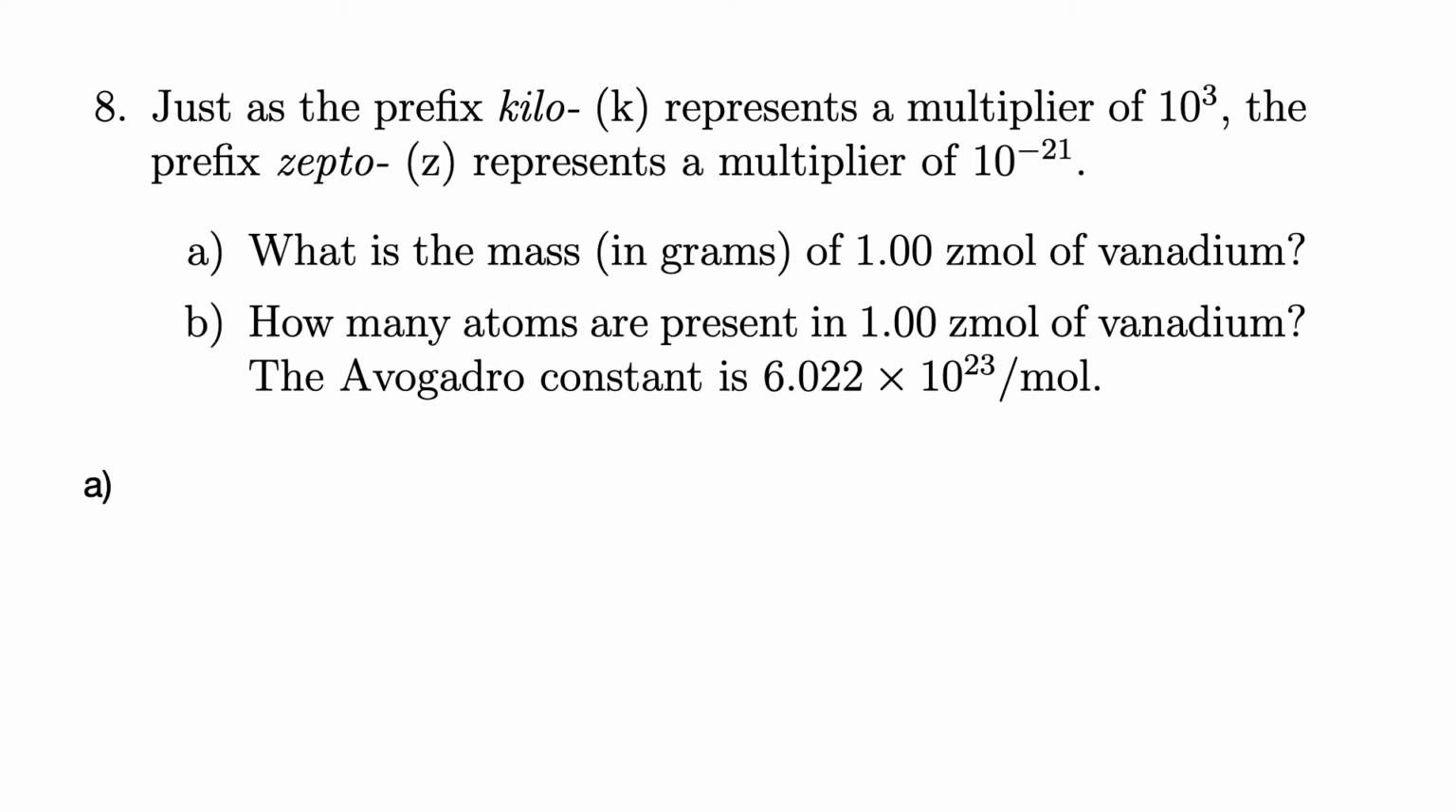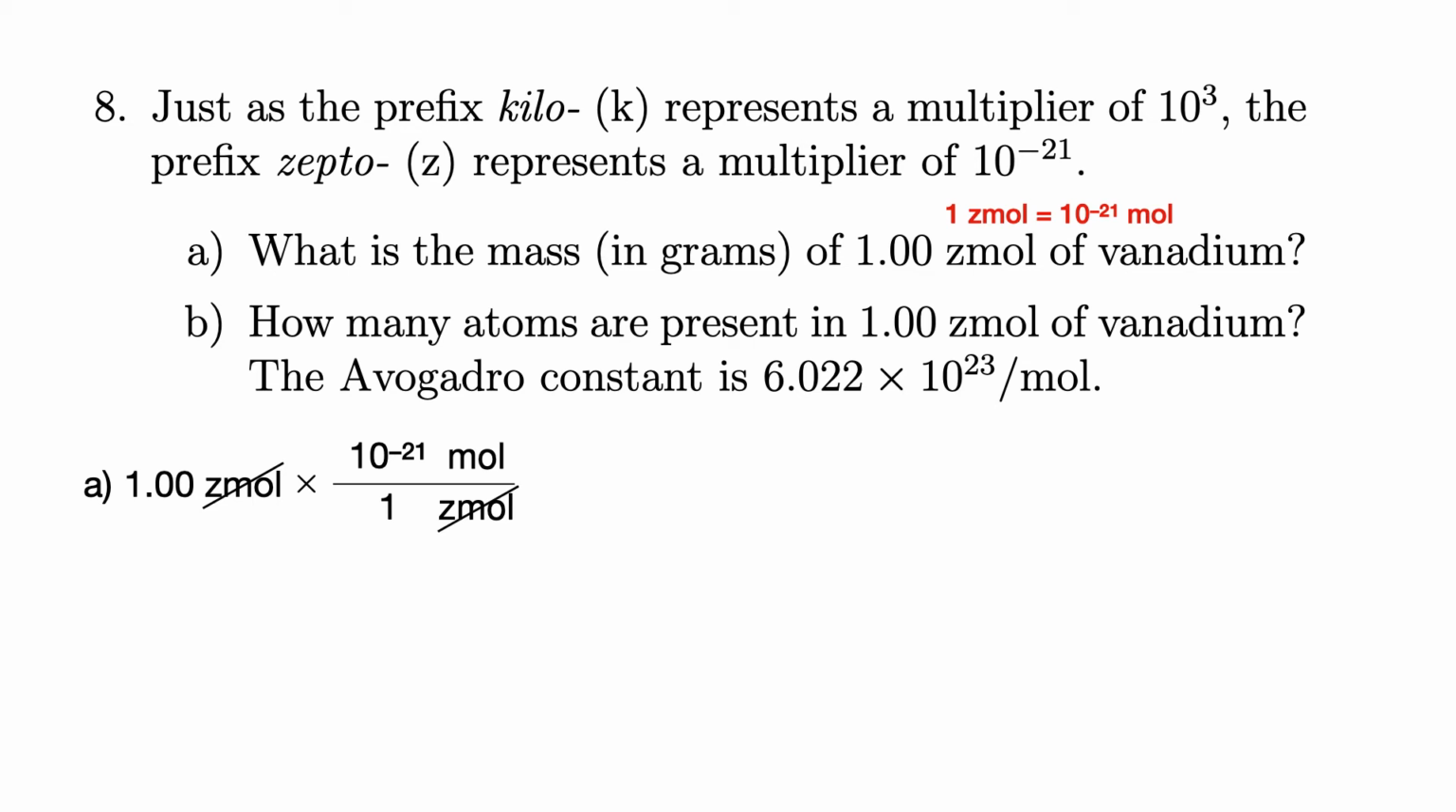Okay, so for part A, we want to know the mass of 1.00 zeptomoles of vanadium. Based on the information that we were given, the zepto prefix means 10 to the minus 21, and so 1 zeptomole is 10 to the minus 21 moles. In order to find the mass in grams of this amount, we first need to convert into moles. So 1.00 zeptomoles, to convert that from zeptomoles to moles, we use the relationship that 1 zeptomole is 10 to the minus 21 moles. Zeptomoles cancel.